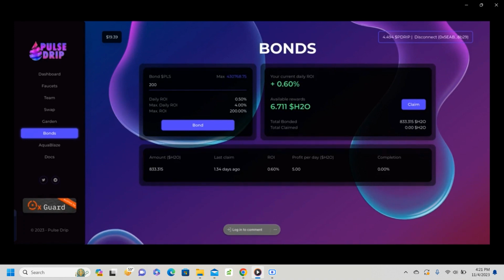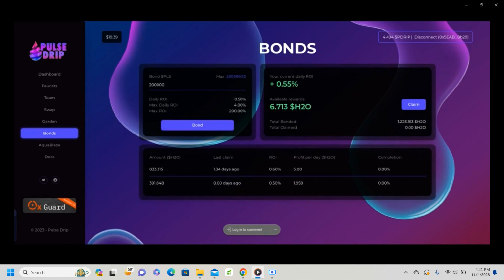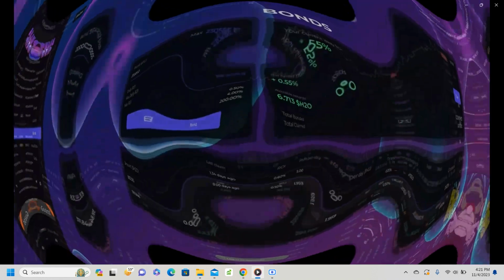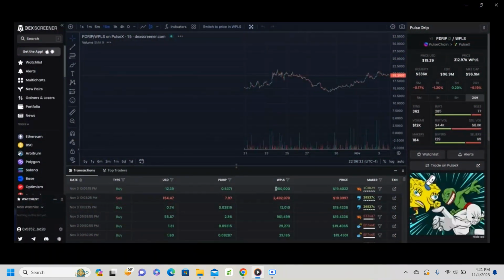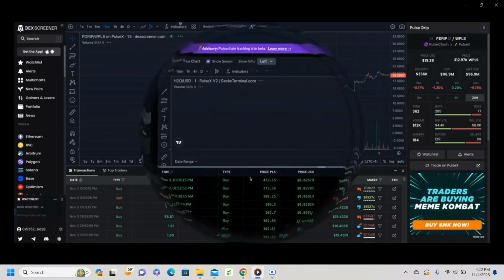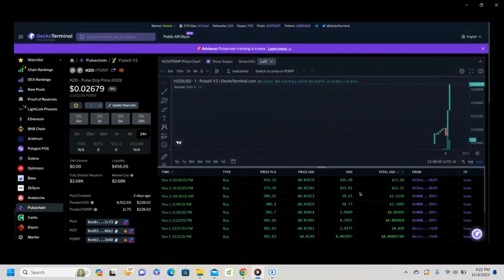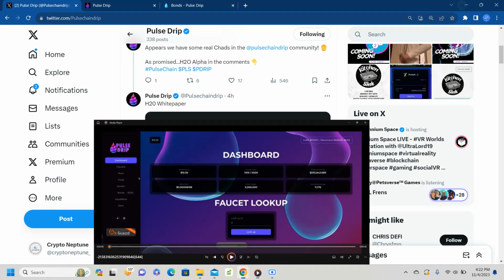200,000 PLS will be entered here, which is pretty cool. And then essentially you hit your bond there, and then at the bottom of the screen, you'll see your new bonds that are created for your H2O, right? And then on the back end, the PLS is used to buy some of that PDRIP, right? And then also some of that PDRIP is used to buy some of that H2O, which in turn, I believe, a small percentage of that is burning the supply of H2O.